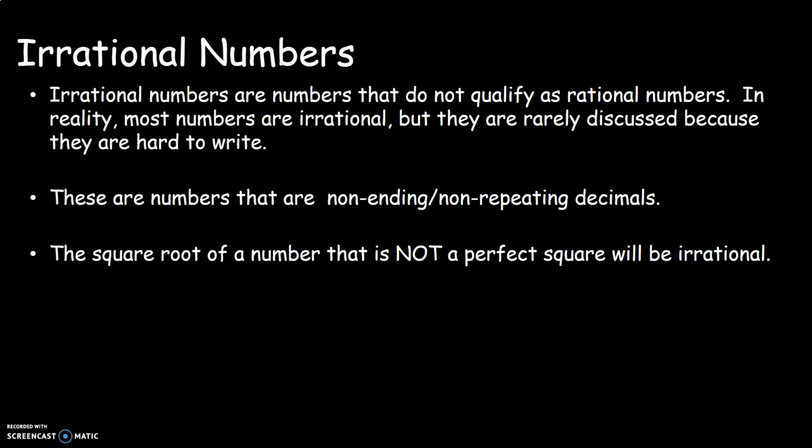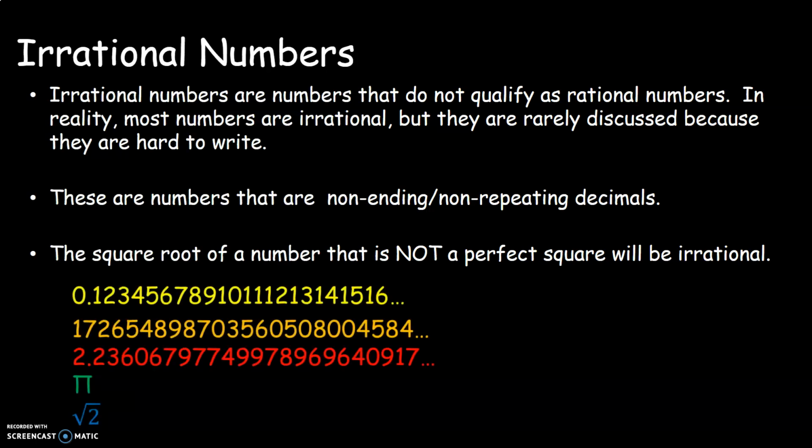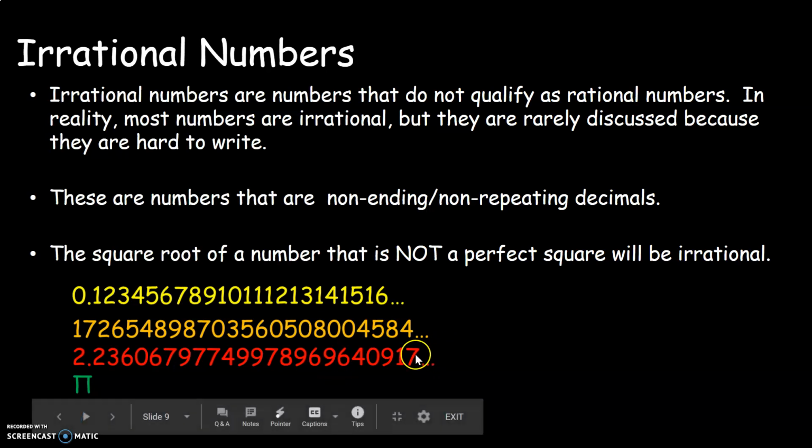So the square root of a number that is not a perfect square will be irrational. So any number that looks like it's just repeating randomness basically is going to be an irrational number. Pi is probably the most famous irrational number. If you don't already know, pi is 3.141592, and then it continues on and on and on forever. So the thing to notice about this is that these are all decimals that go on and on and on, and there really is no pattern to them. It's just a random list of numbers in decimal form.